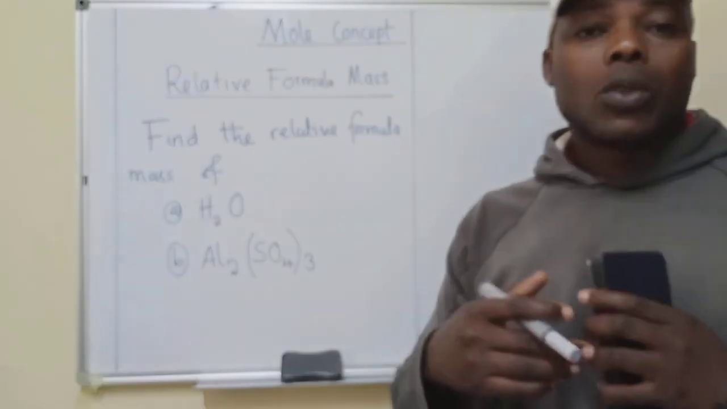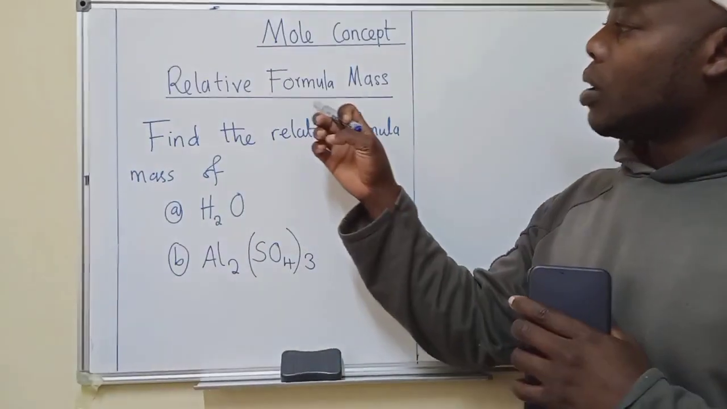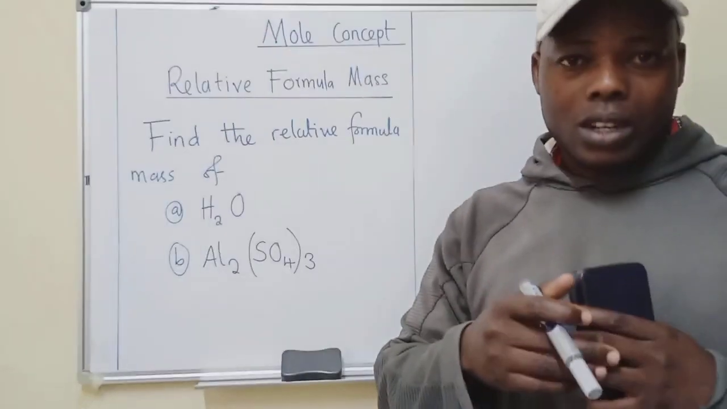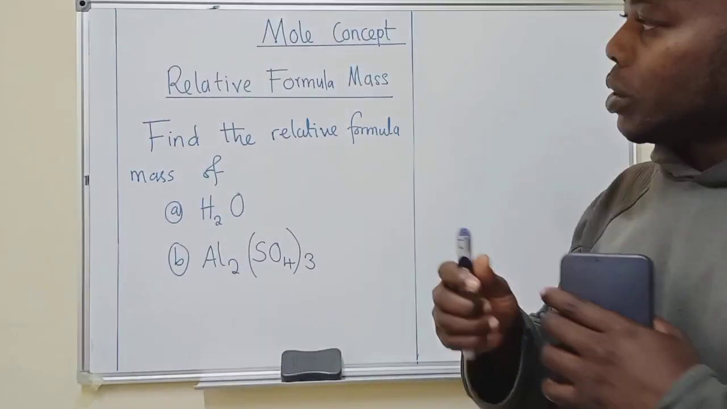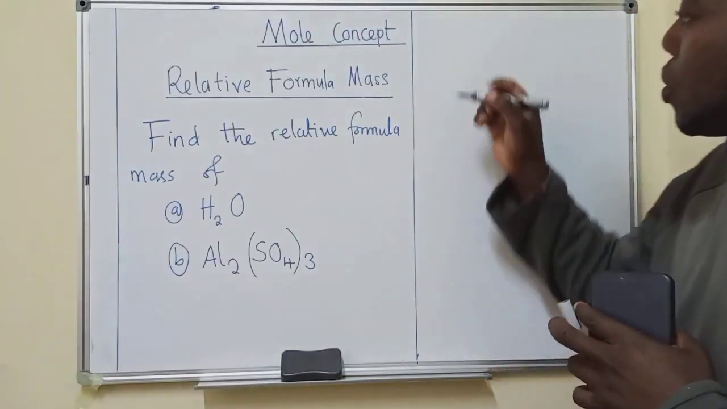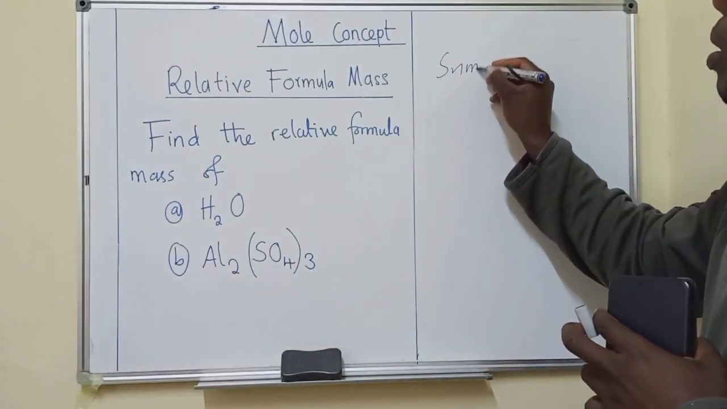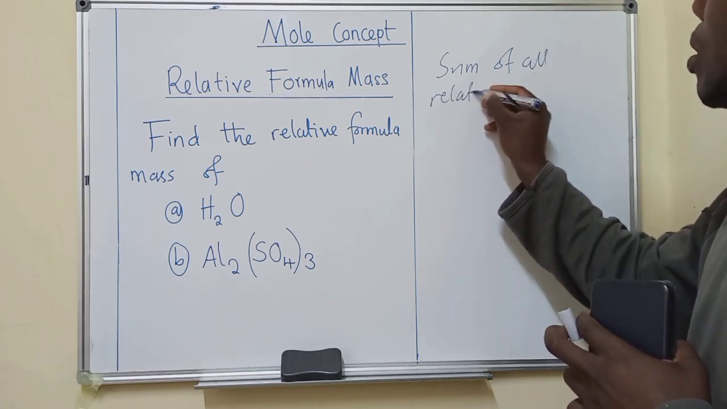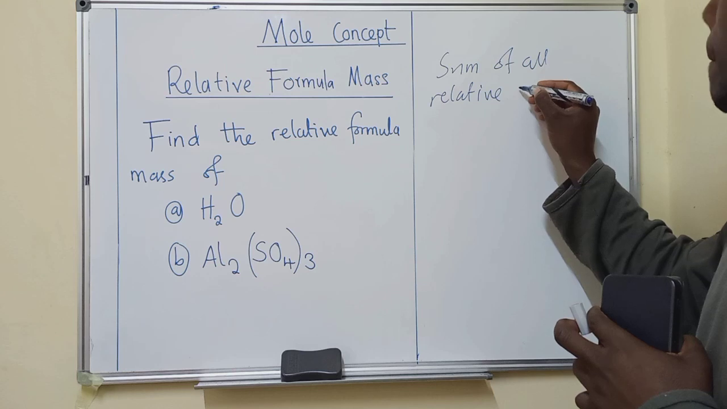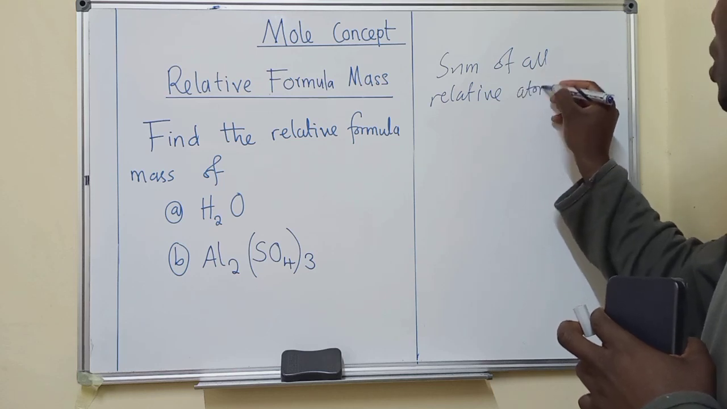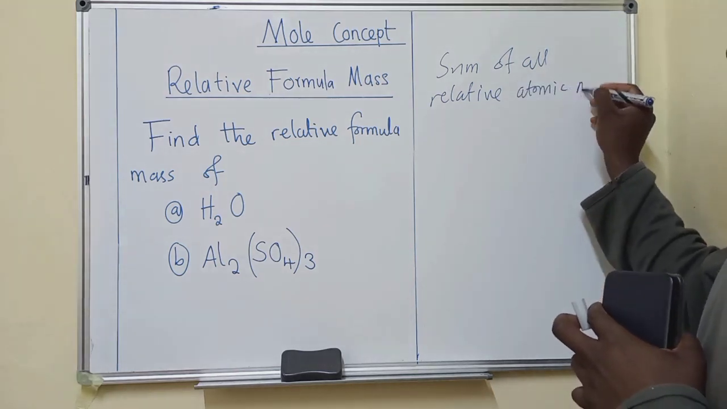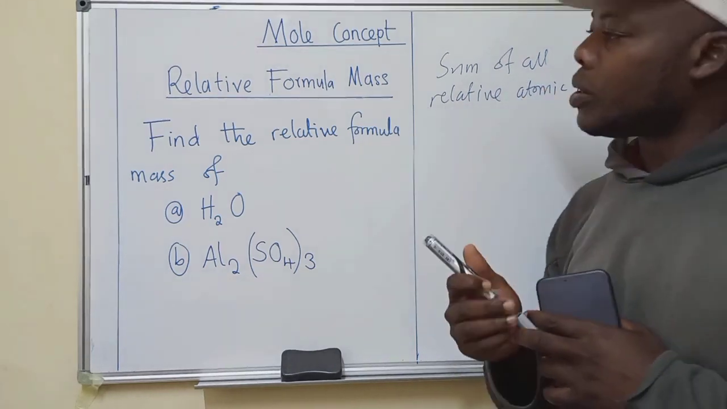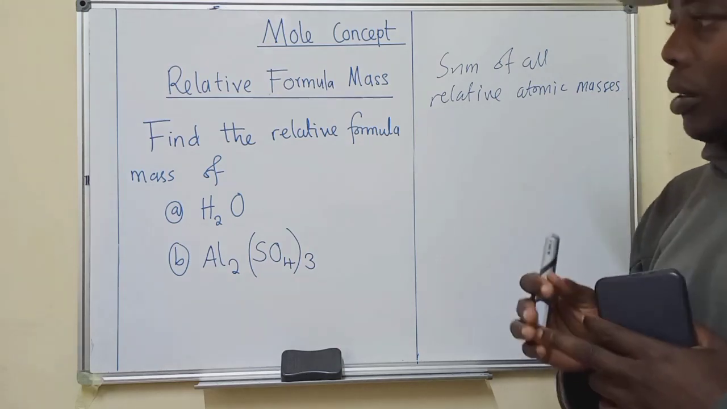And in this video, we are going to look at relative formula mass. So we'll start by defining what relative formula mass is. When we talk about relative formula mass, we're simply talking about the sum over all relative atomic masses. So this is what it means when you talk about relative formula mass.